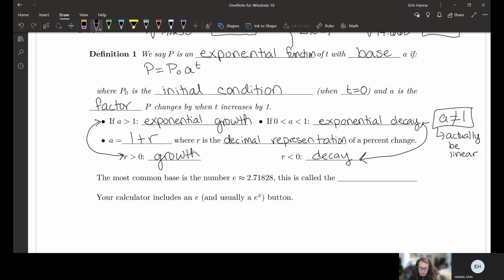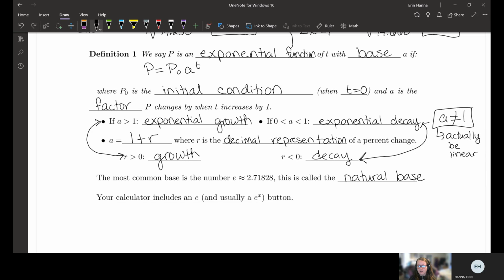And the last bit here is the most common base is the number e, which is 2.71828. Technically it continues on forever. I should put an ellipsis there. It's kind of like pi. It just continues on forever. This is going to be called the natural base.